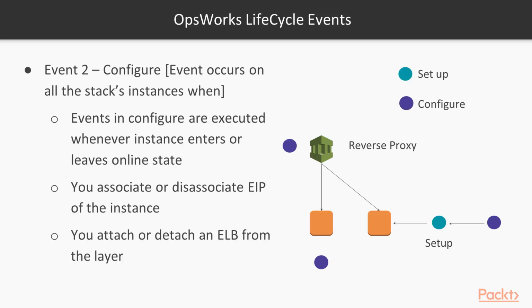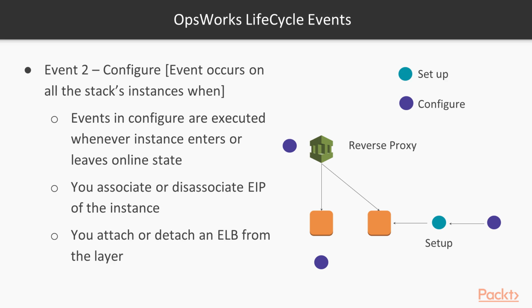Now configure is very important to understand because during the configuration phase, the event occurs on all the stack instances. So let's take an example. Before we go ahead and understand these three things, let's take an example where you have a reverse proxy server. This reverse proxy server can be Nginx, it can be HAProxy or any custom reverse proxy solution. So you have a reverse proxy over here and you have the EC2 instance. Generally for the reverse proxy to send traffic to the backend server, the IP address or the hostname of this server has to be registered within the reverse proxy. This is a very important aspect.